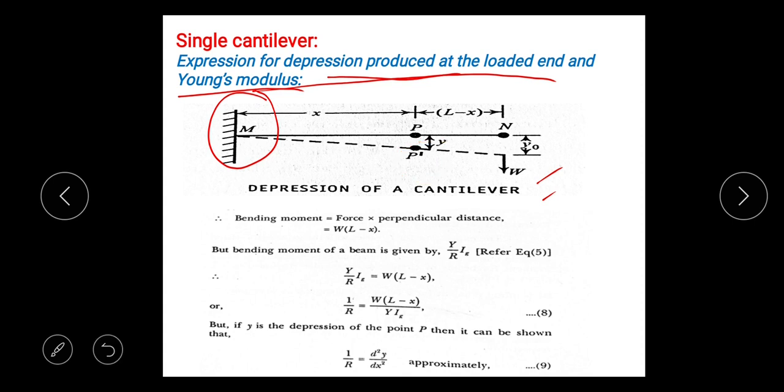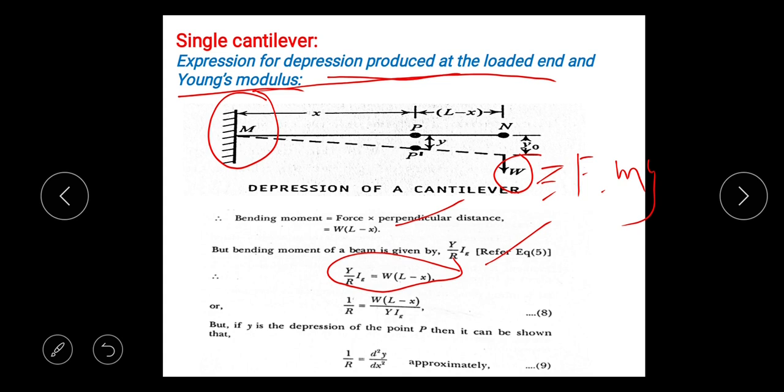Now we'll write according to the definition of bending moment or moment of force. Bending moment is equal to force into perpendicular distance. Here the force is W, that is equal to F, that is equal to mg. The perpendicular distance from N is L minus X. But the bending moment of the beam we have just derived is Y by R of Ig. So compare these two equations for bending moment and rewrite: Y by R Ig is equal to W of L minus X.